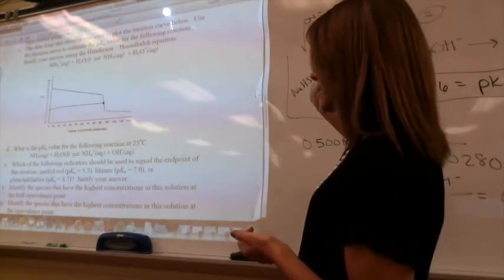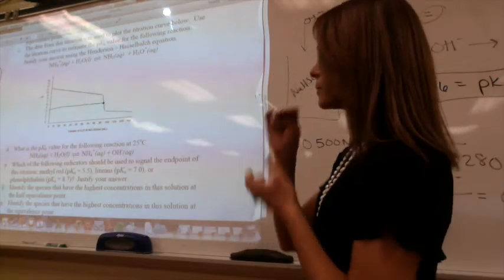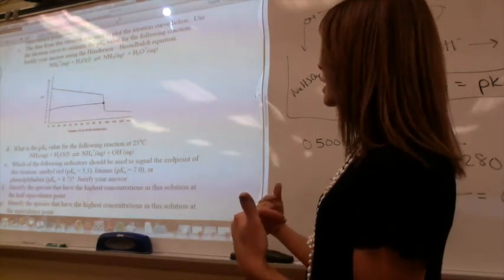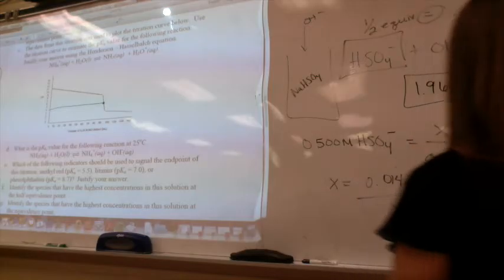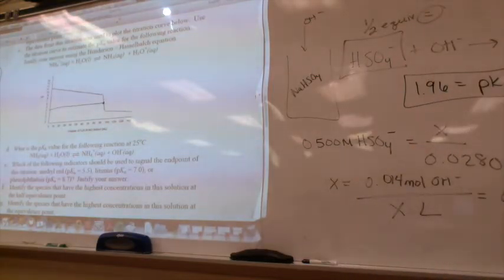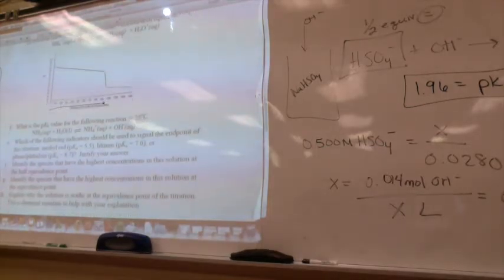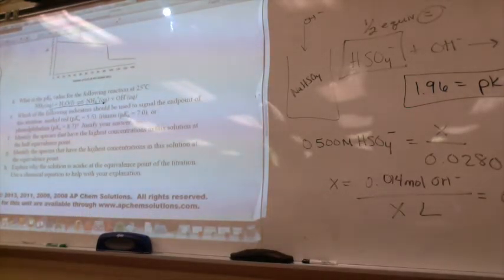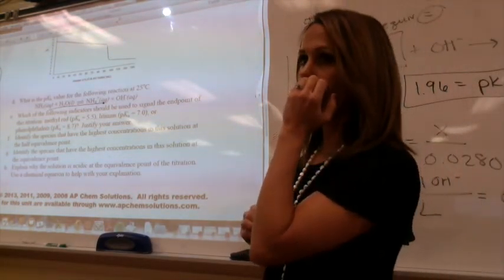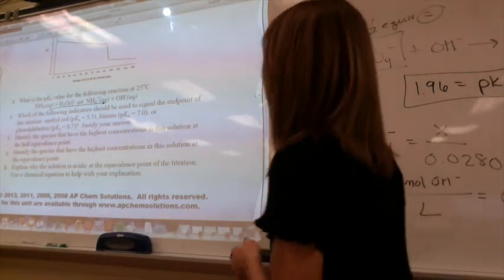The next part identifies the species that have the highest concentrations in the solution at the half equivalence point: NH3, NH4+, and Na+. We all agree? And then the next one would be the species at the highest concentration at the equivalence point. So you have no more NH3. I'm sorry, you do have NH4+ floating around. You don't have any more of the acid floating in there. All of your H+ is used up.